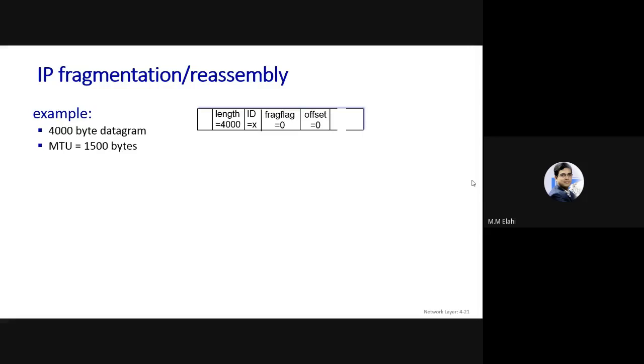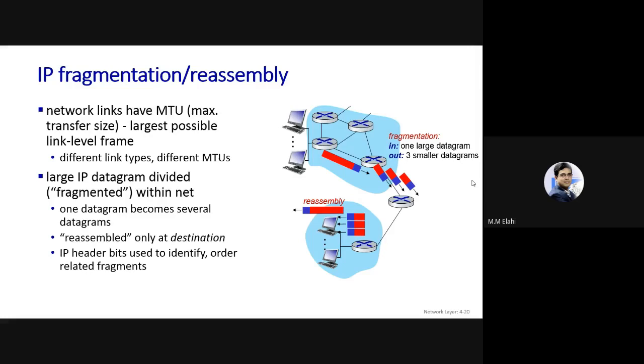So the receiver will wait for the last fragment before starting reassembly. In this example, the receiving host will see: I have received fragment 1, flag is 1, that means I cannot start reassembly because there are more fragments coming. Another fragment is received, again flag is 1. Another fragment is received, now flag is 0. Flag 0 means this is the last fragment, and now the receiver can start reassembly. So this is the use of flag.